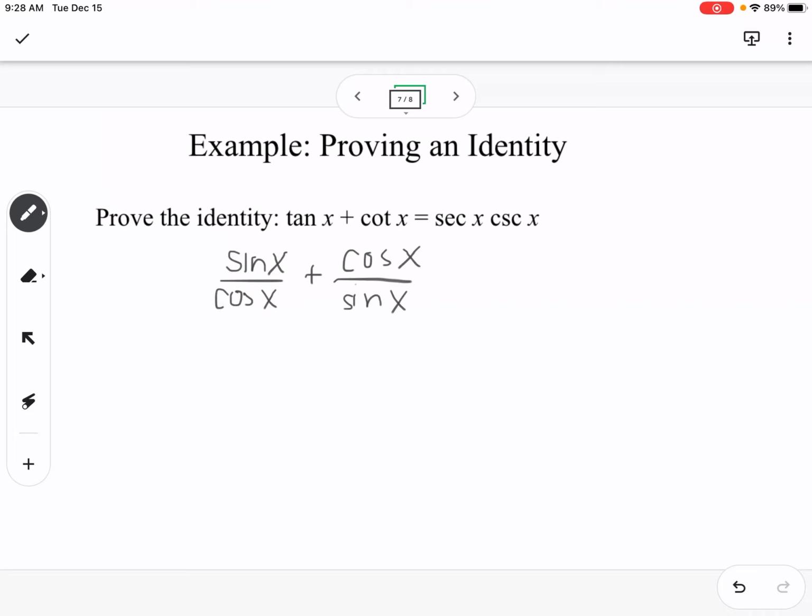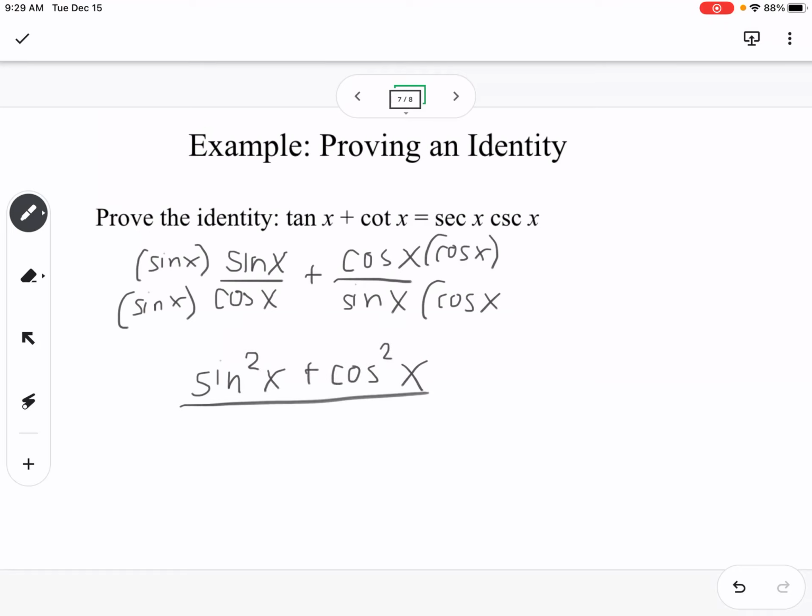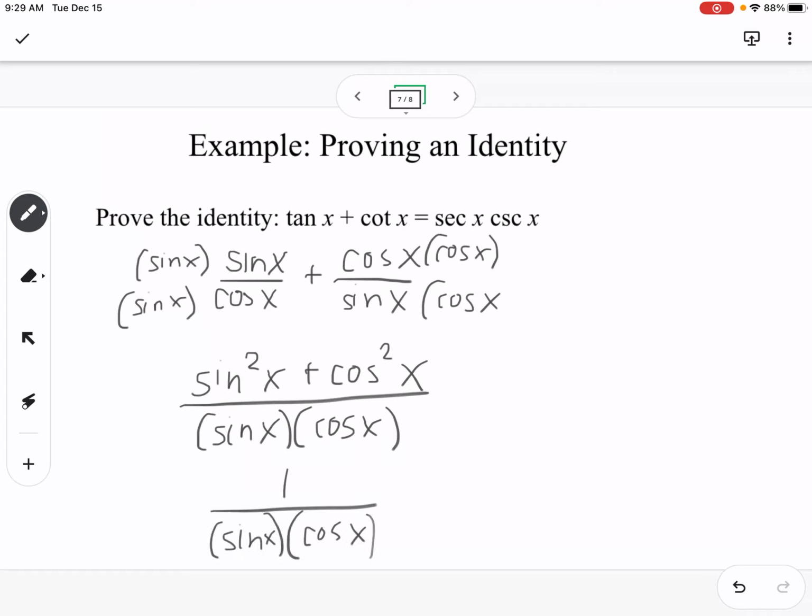I want to combine them into one, so I'm going to get a common denominator. That means I need to multiply this fraction by sine and this fraction by cosine, which is going to, on the top, give me sine squared plus cosine squared. And then my common denominator was sine times cosine. And then we know sine squared plus cosine squared is just 1. So this would be 1 over sine times cosine.